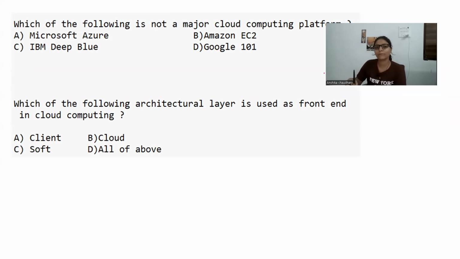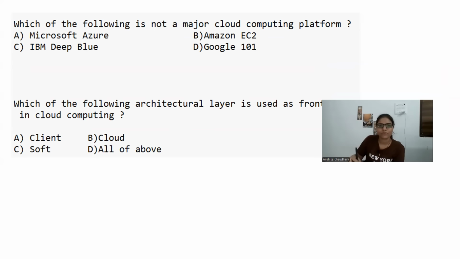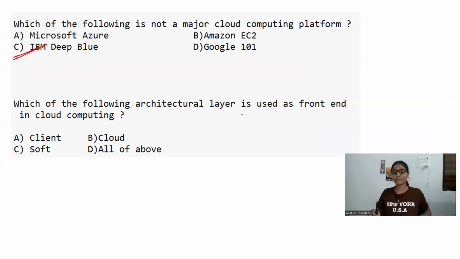Which of the following is not a major cloud computing platform? IBM Deep Blue is not a cloud computing platform. Which of the following architectural layers is used as a front end in cloud computing? As I mentioned, if the question is asking for the back end, the answer will be cloud, and if it is asking for the front end, the answer will be client. Have a look at the next question.